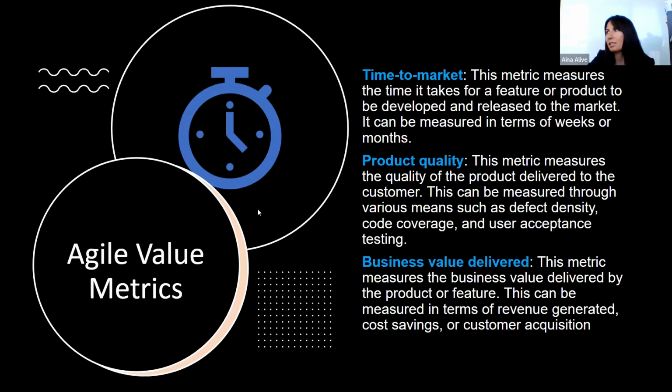And value metrics. Some examples are time to market, product quality, and business value delivered. Time to market is a metric that measures the time it takes for a feature or product to be developed and released, deployed to the market. The product quality metric measures the quality of the product delivered to the customer, and here is where the acceptance criteria comes to the stage. And business value delivered is a metric that measures the business value delivered by the product or feature.